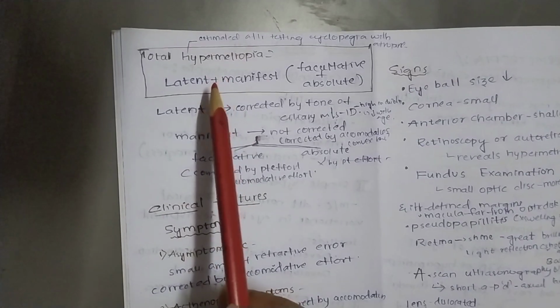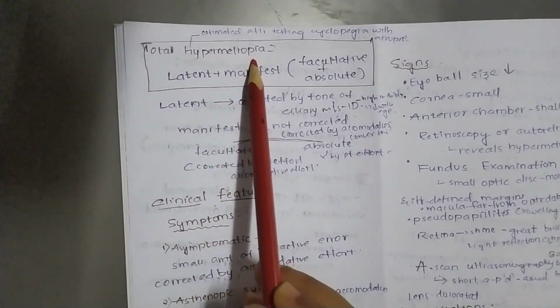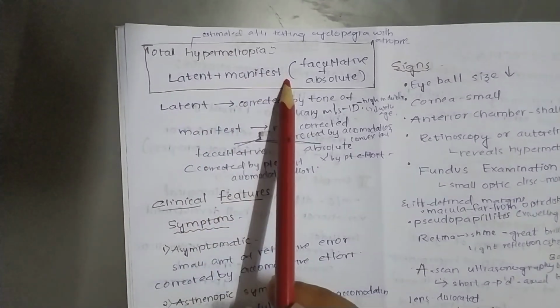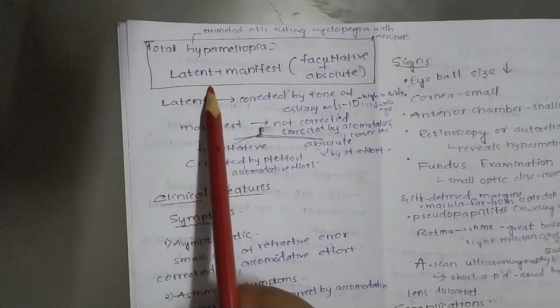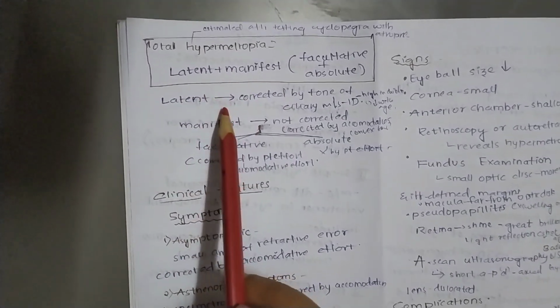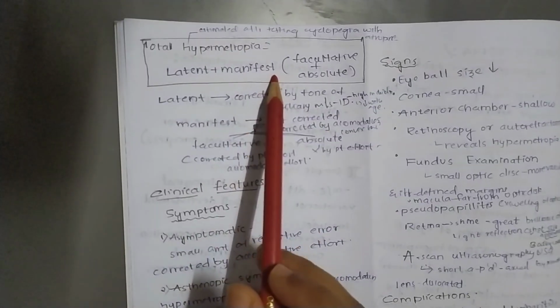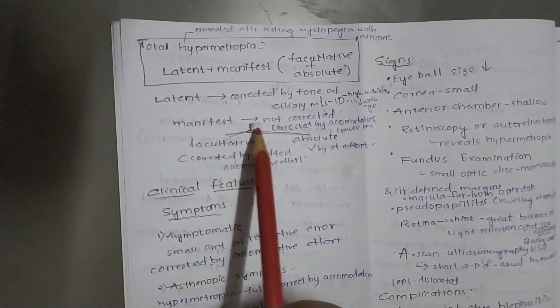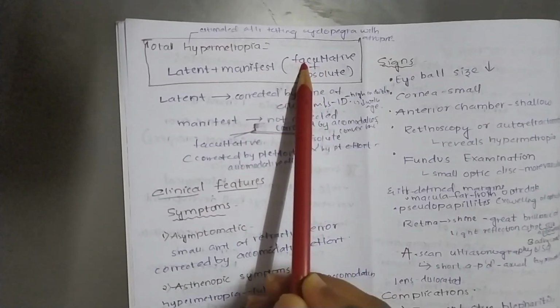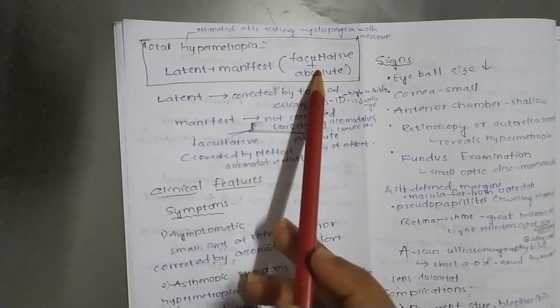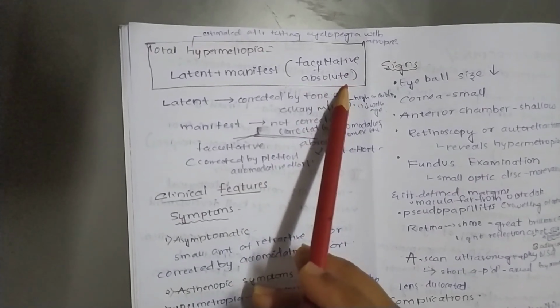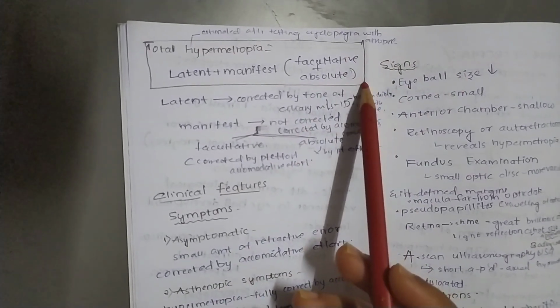Now, total hypermetropia. It includes latent and manifest hypermetropia. So, what is latent hypermetropia? It is the one which can be corrected by the tone of the ciliary muscles, and manifest hypermetropia can be facultative or absolute. Facultative can be corrected by accommodative effort, and absolute cannot be corrected by accommodative effort.